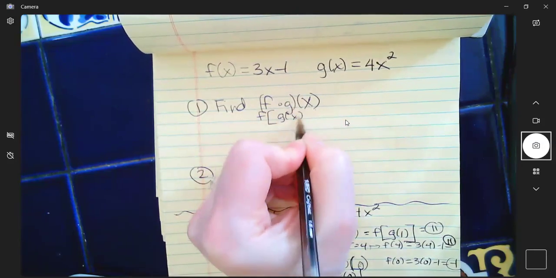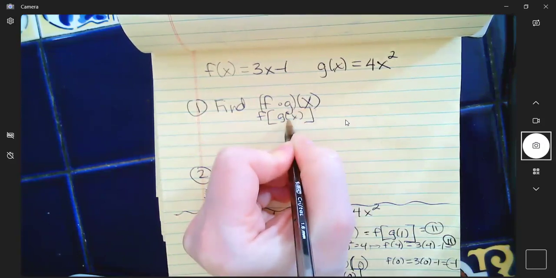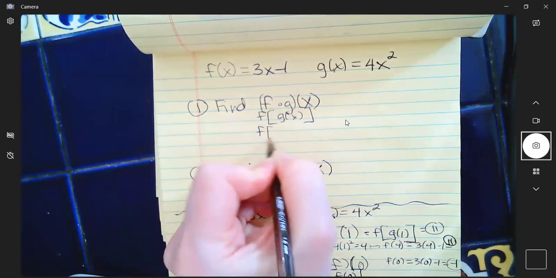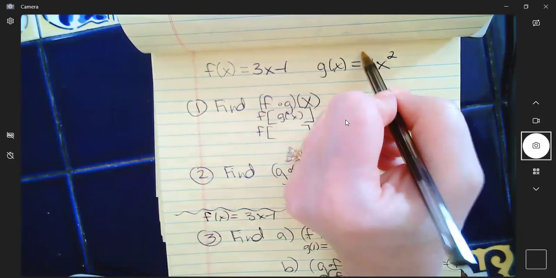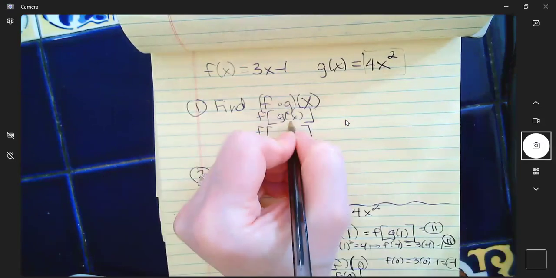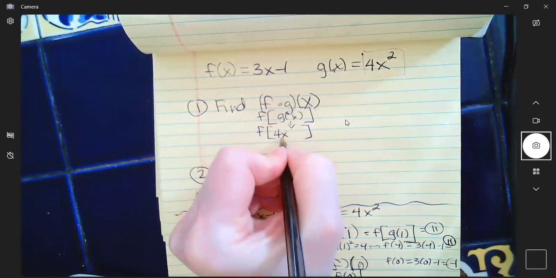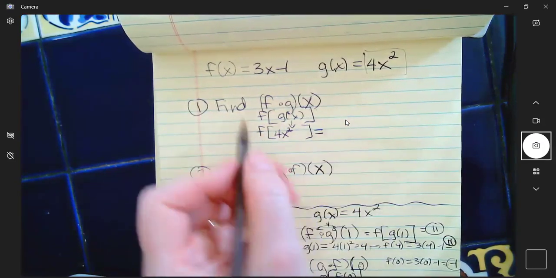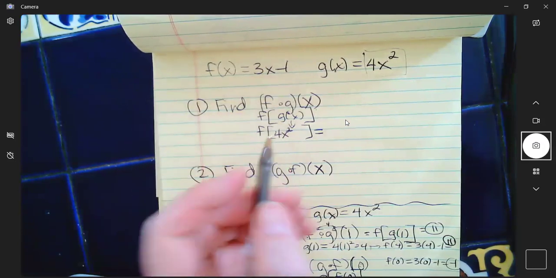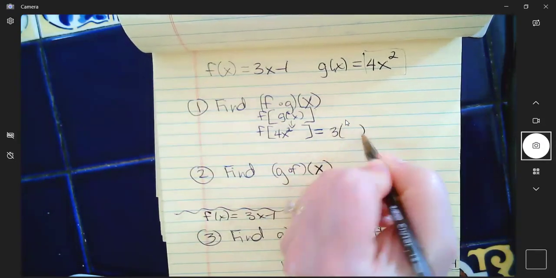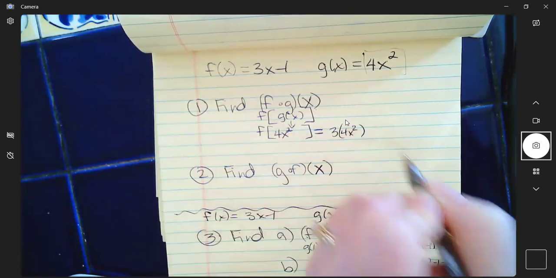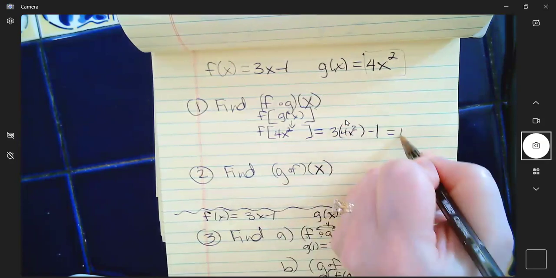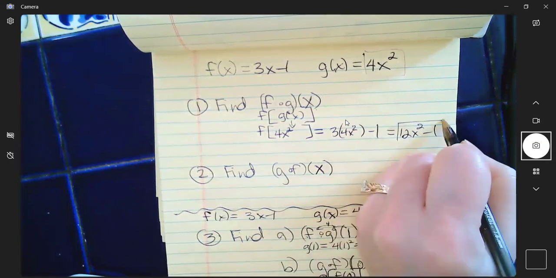So I'm going to just write the actual inside part, g of x, placed as input to f of x. Well, g of x, I'm going to replace with the actual expression. It says g of x is 4x squared. So I'm going to replace the function notation with the actual expression 4x squared. And then I'm just going to work out the f of x function where I replace x with 4x squared. So instead of 3 times x, it'll be 3 times 4x squared, and then minus 1. And we usually simplify it a little bit, so that would give me 12x squared minus 1.